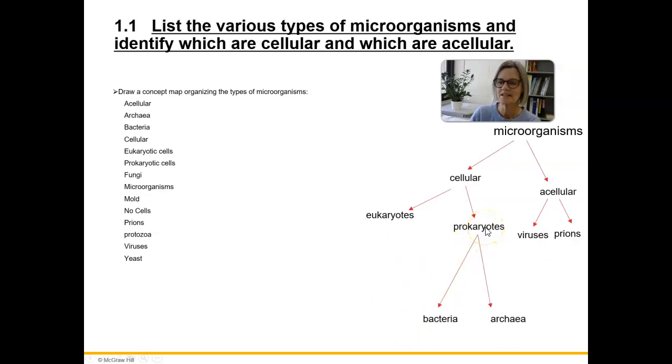The prokaryotes are the bacteria and the archaea. Now, I'm sure you've heard of bacteria. A lot of you have probably heard of archaea, but we're going to talk a little bit about those this semester. And then the eukaryotes are the protozoa, the fungi, and with the fungi, we have the molds and the yeast. And the yeast are the real true microscopic fungi. Remember, I don't have mushrooms in here because mushrooms aren't microorganisms.